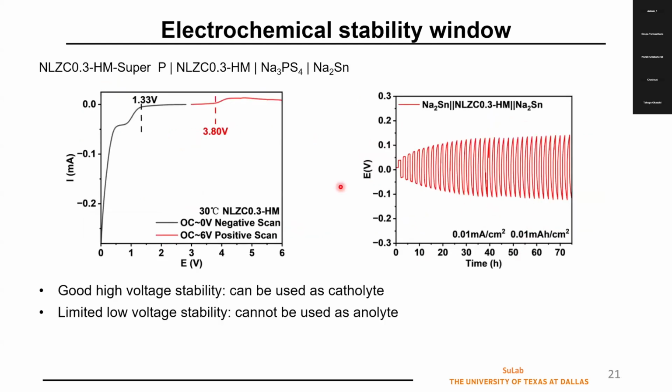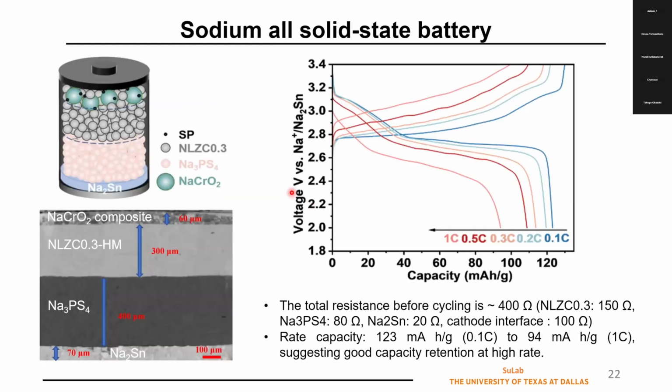With this solid-state electrolyte, we test the oxidative stability and the reductive stability. This electrolyte can have a stable window from 1.33 to 0.8 volts. We also test the symmetric cell, and it can be stable up to 80 hours. And we made our batteries using the developed sodium lithium zirconium chloride. And here is the battery structure.